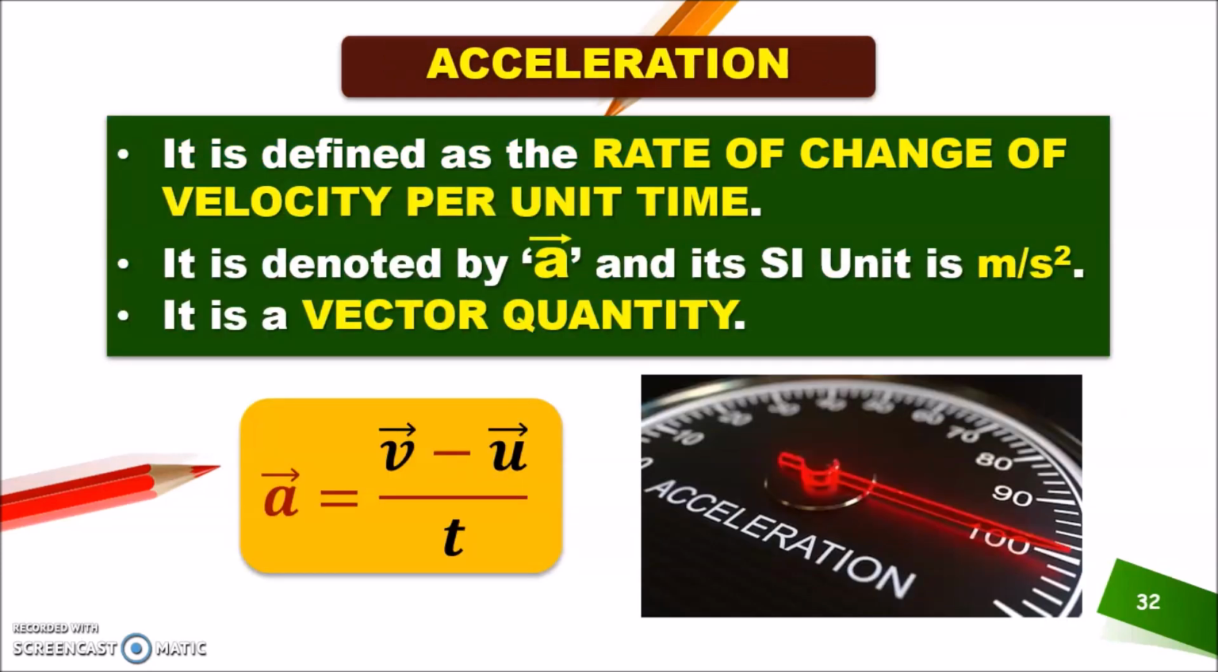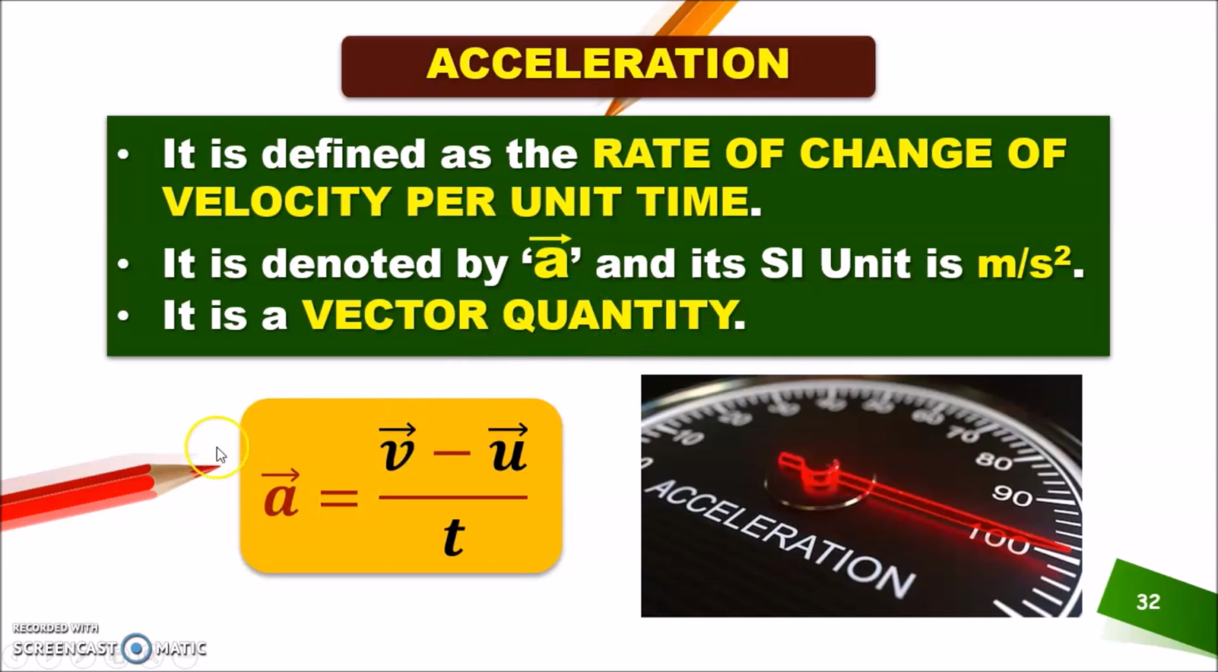Let's move ahead. Now, acceleration. Acceleration is defined as the rate of change of velocity per unit time. When velocity changes with time, then the rate of change of that velocity is considered acceleration. It is denoted by a vector. This arrow means direction and this a is representing magnitude here. So a vector has both magnitude as well as direction. Its SI unit is meter per second square and it is a vector quantity.